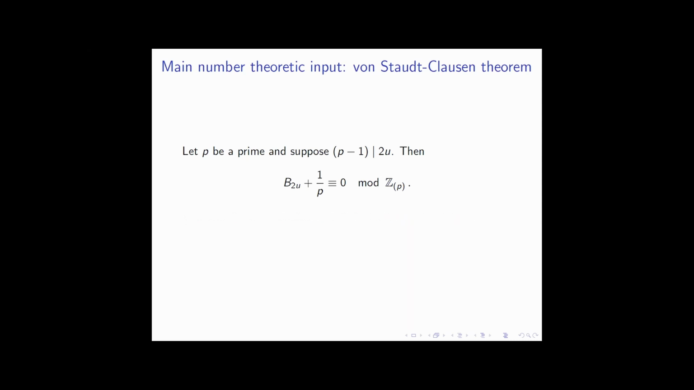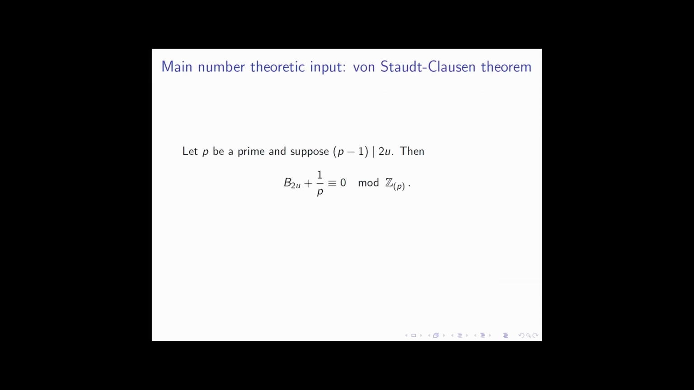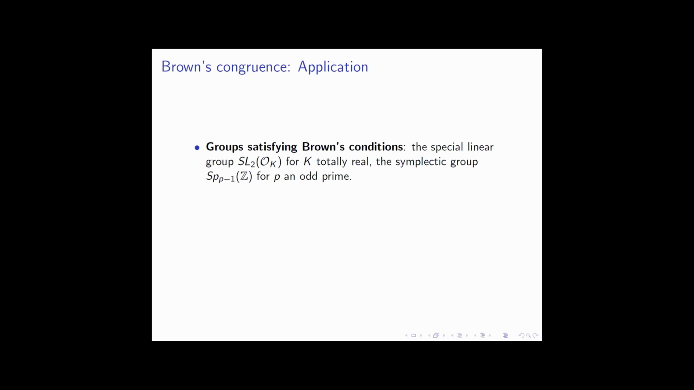So now I was talking about this congruence of Brown and explained to you some basic properties of Bernoulli numbers. So finally, I can tell you what Brown used this congruence for. What Brown did is look at groups that satisfy the condition Brown asked for, which was that the rank of elementary abelian p-subgroups is at most 1, right? So SL2 of O_K, K totally real, satisfies this, because every finite subgroup is cyclic actually. So there is no Z mod p cross Z mod p there. The other group is the symplectic group, for example, when p is an odd prime. It also doesn't have Z mod p cross Z mod p inside there.